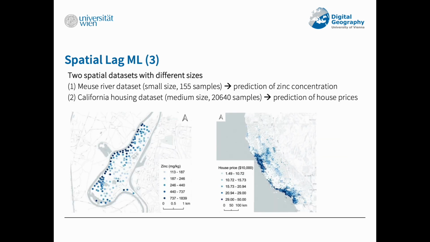The spatial lag feature was inserted into a random forest model and applied to two different datasets. On the left is the Meuse river dataset used to predict zinc concentrations around the river. On the right is the California housing dataset that is used to predict house prices at these locations. These two datasets were selected because they represent small and medium-sized spatial datasets and because they have been used previously in other spatial prediction studies.